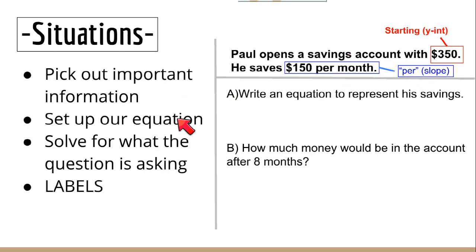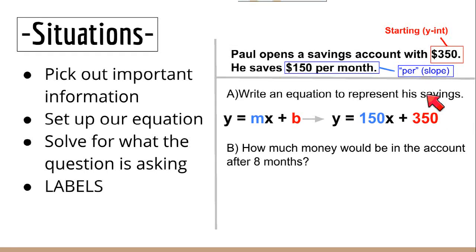So we're going to go now to our second step, which is to set up our equation. When we set up our equation, we're looking for it to be slope-intercept form. We've already pointed out that the starting point would be our y-intercept, so it's in red to show that correlation. We already know that 150 per month is going to represent our slope, so that's in blue. Then we just plug in our information. So again, 150 per month was our slope, so that went where m was. 350 was our starting amount, so that goes at the end. So we've successfully set up our equation.